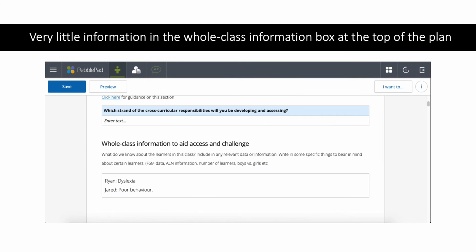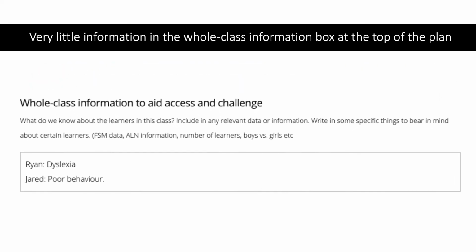And what we're noticing here is that within the plans themselves, what has been uploaded or completed on Pebble Pad, there's little or no information about the class in the top box on the plan. What we're noticing in this top box is that the information is quite tokenistic and quite generic. So we've got 2 pupils identified, one who is dyslexic and one who has poor behaviour.